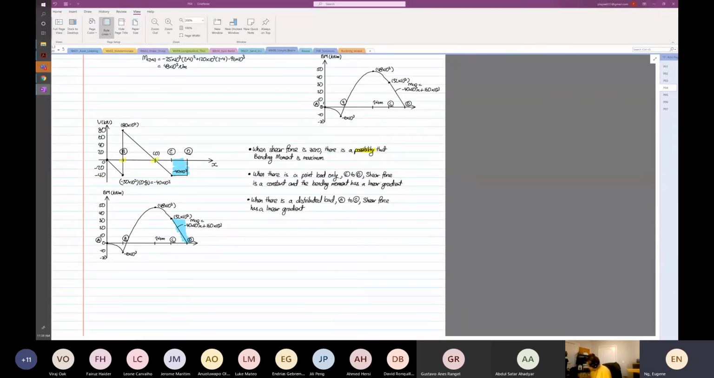And what happened to the bending moment? Can anyone tell me? The bending moment is a what? Is it a straight line? No, right? The bending moment is a curve. You can see that. Okay, so I'm writing out rules now.